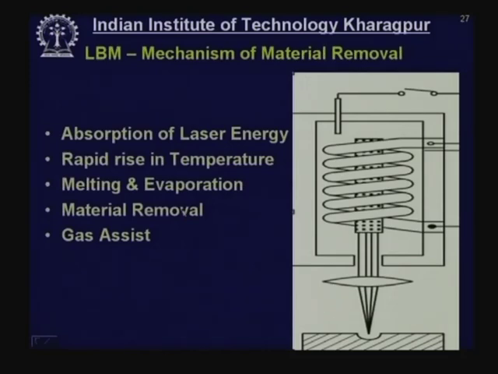As we have already told earlier, the mechanism of material removal in laser machining is very similar to electron beam machining. In electron beam machining, what we have is a high energy beam of electron that interacts with the work material. The kinetic energy of the electron gets transferred into the heat energy. Here also, the energy of the photons or the laser beam has to be absorbed by the work material. Once the energy of the beam is absorbed by the work material, what would happen?